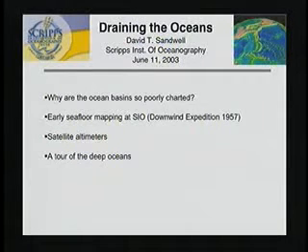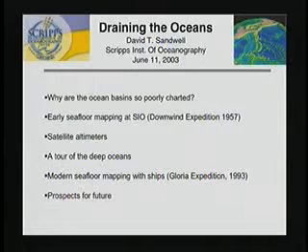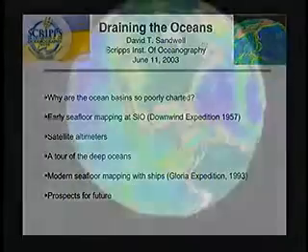Then a little tour of the deep oceans, looking at mostly plate tectonic features like spreading ridges and trenches and seamounts and so on. And then a little bit about modern seafloor mapping tools, multi-beam echo sounders, the kinds of things that Scripps has on their ships today. And then finally a little bit about prospects for the future in both the multi-beam side and the satellite altimetry side. I think both of these tools are needed to understand the ocean basins.